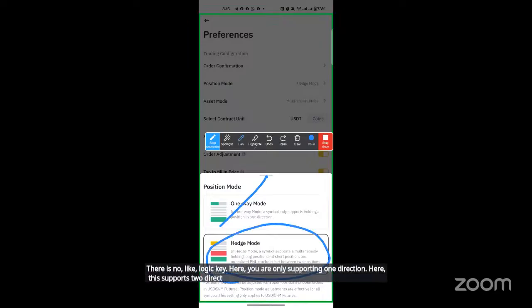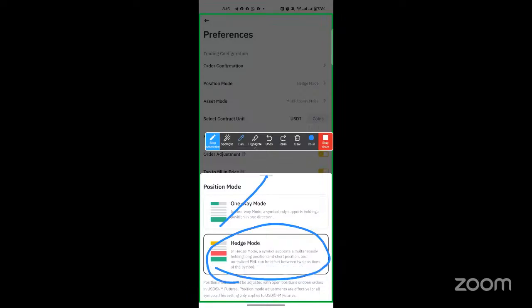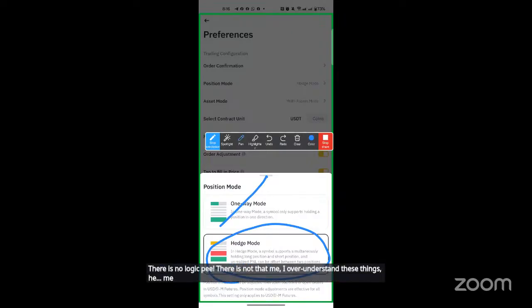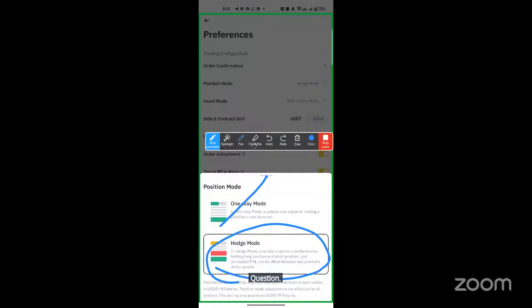Is that a lot of science? This one only supports one direction. This one supports two directions. Is that a lot of logic? There is no logic, no secret that I understand these things and you don't. Me, I'm an expert? Question: can't you all understand that simple thing?